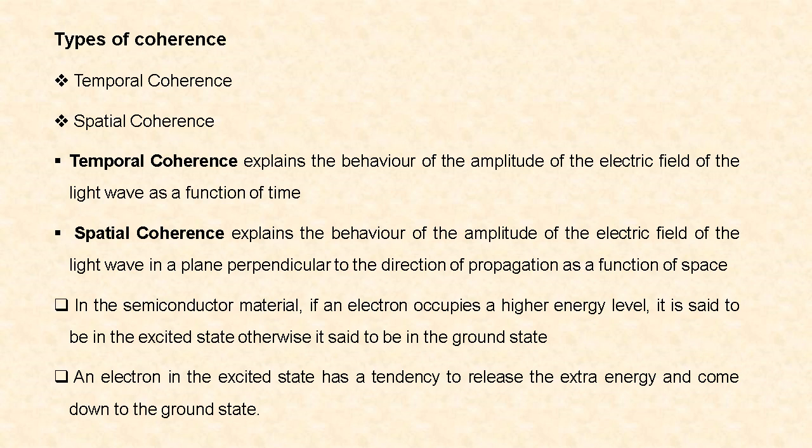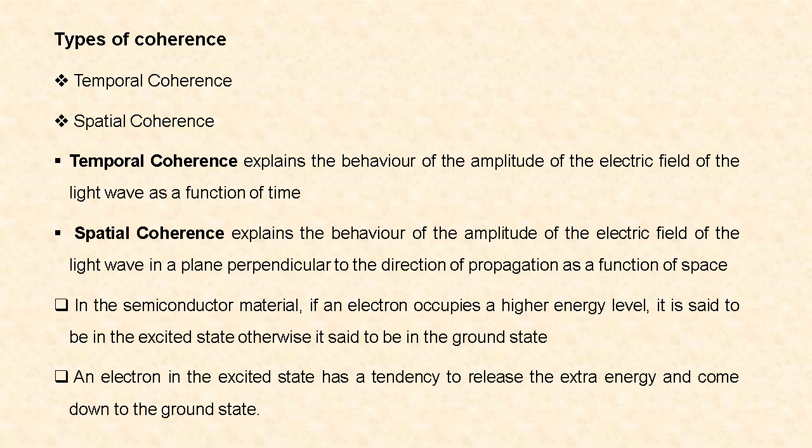There are two types of coherence, temporal coherence and spatial coherence. The temporal coherence explains the behavior of the amplitude of the electric field of the electromagnetic light wave as a function of time. Spatial coherence explains the behavior of the amplitude of the electric field of the electromagnetic wave in a plane perpendicular to the direction of propagation as a function of space.